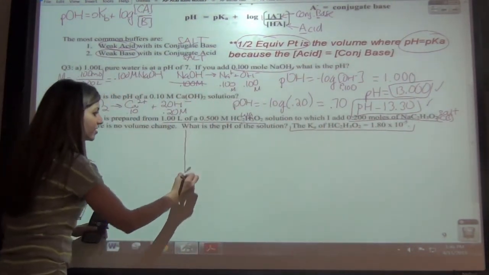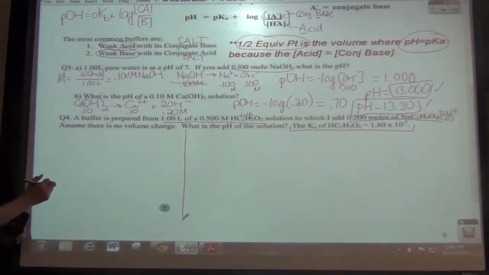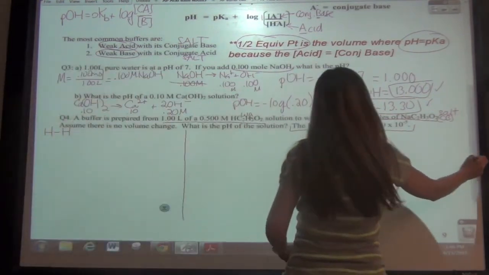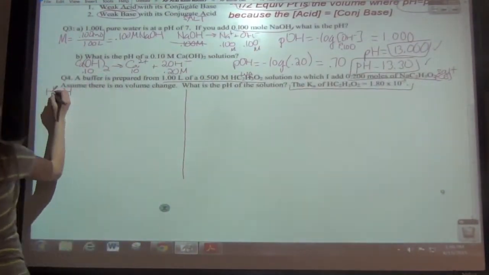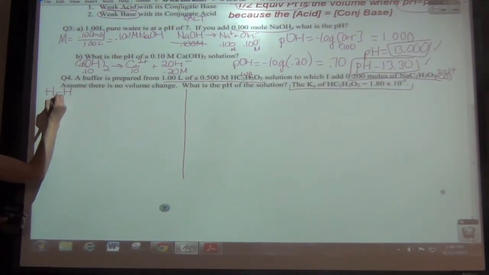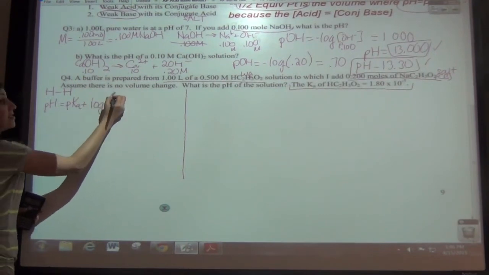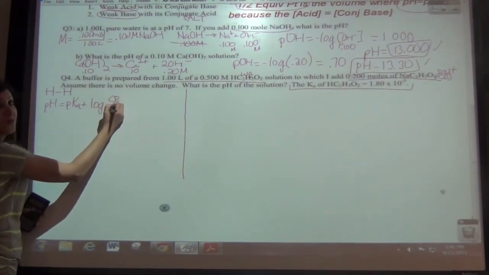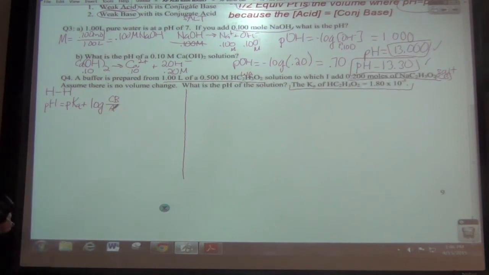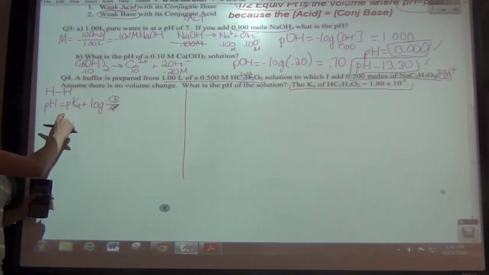There are 2 ways to solve this problem. I first want to show you how easy the Henderson-Hasselbalch is. Okay? This is going to be using the Henderson-Hasselbalch equation. So everybody write it down. So the HH equation is, everybody say it, pH equals pKa plus log of conjugate base over acid. Awesome. Okay? So now let's plug in what we know. What is pKa?